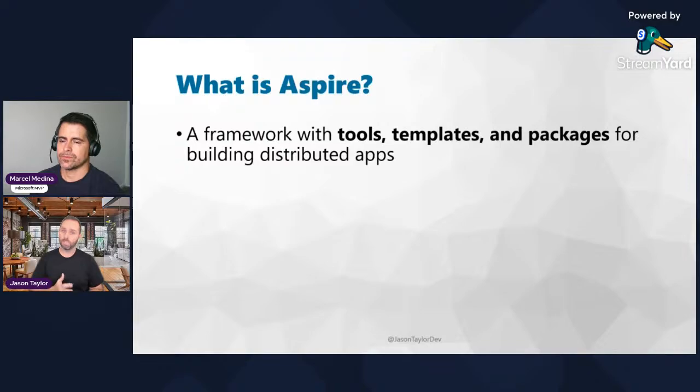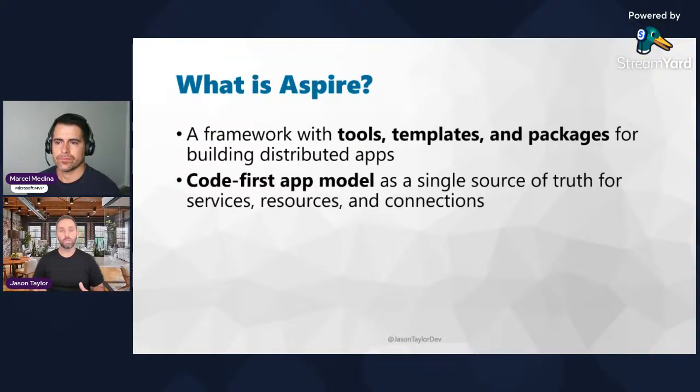It was previously known as .NET Aspire. Teams changed it to be just Aspire because it's much bigger than just .NET. At its core, there is a code-first app model, which acts as the single source of truth for services, resources, and how they connect together.